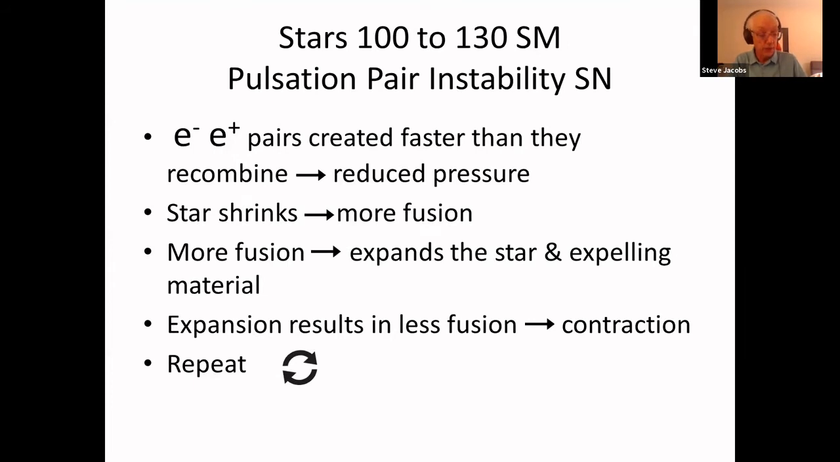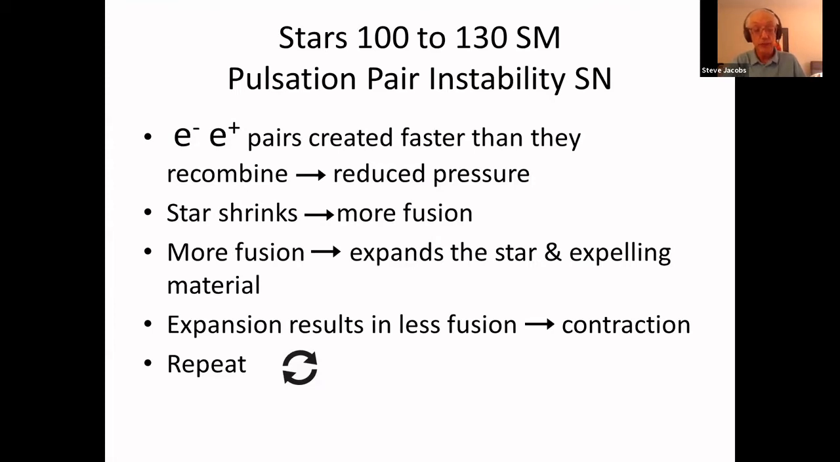In stars of 100 to 130 solar masses, we're calling these pulsation pair instability supernovas. Gamma rays have enough energy to create the electron-positron pairs. The recombination of the electron-positron pairs, the destruction, is slower than the creation of the pairs. This reduces the thermal pressure holding the star in equilibrium. The star starts to shrink, but the star does not have enough mass to have a complete core collapse.